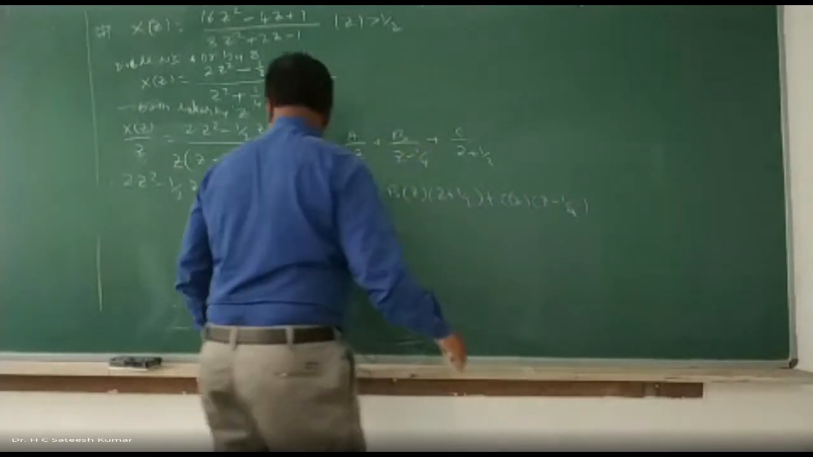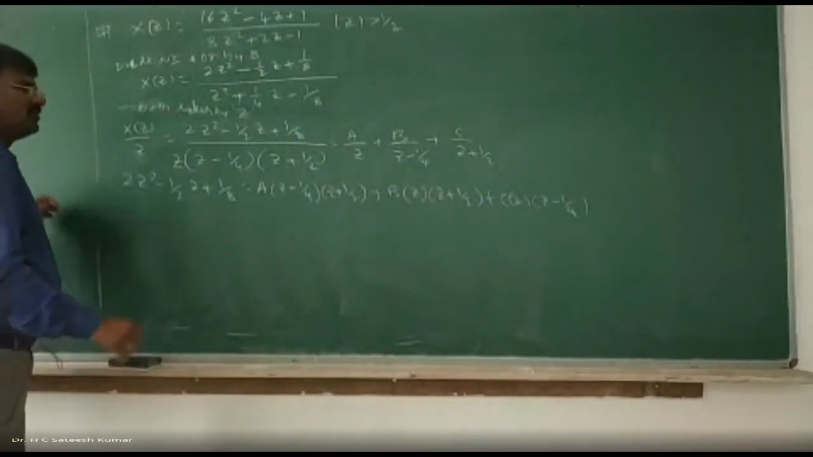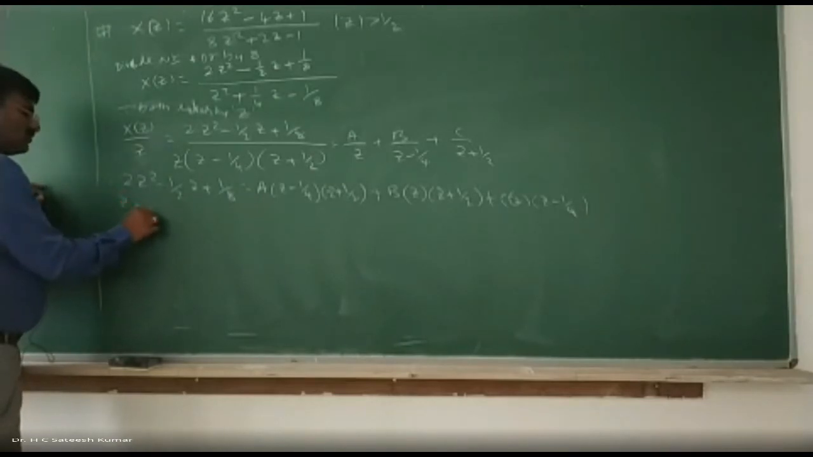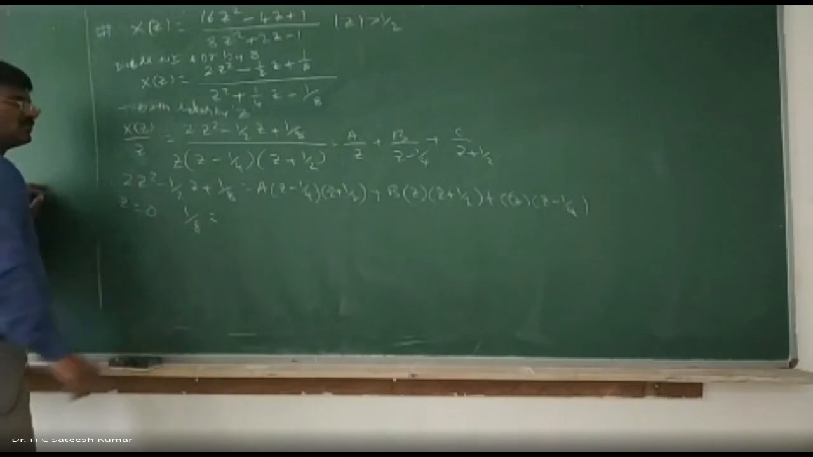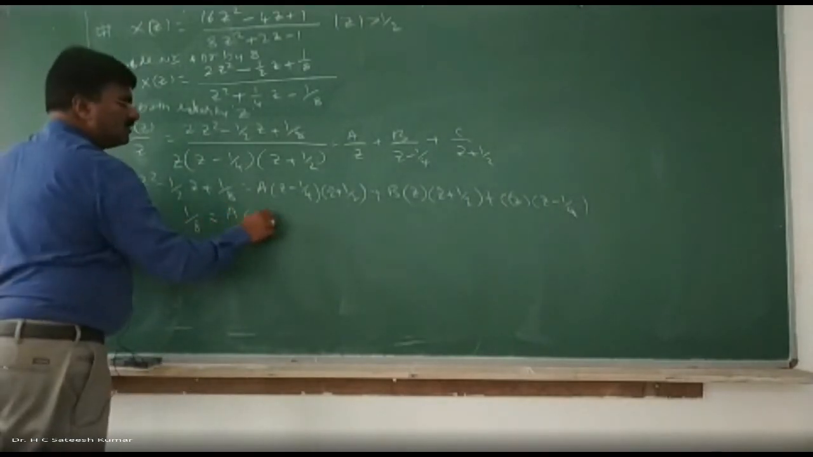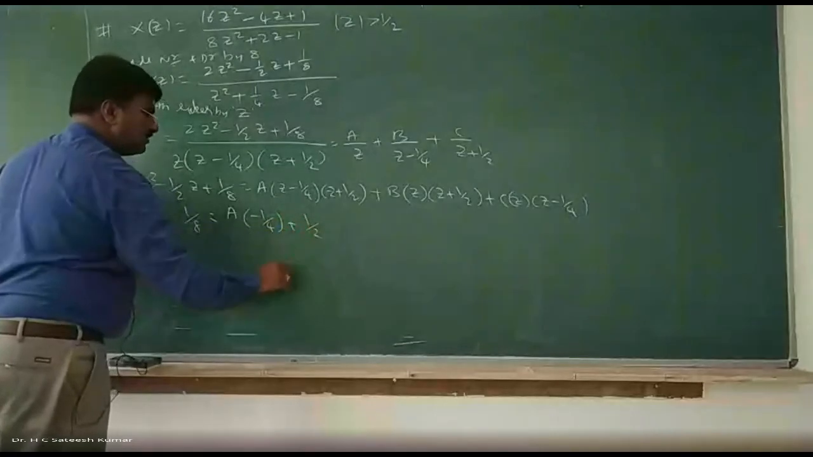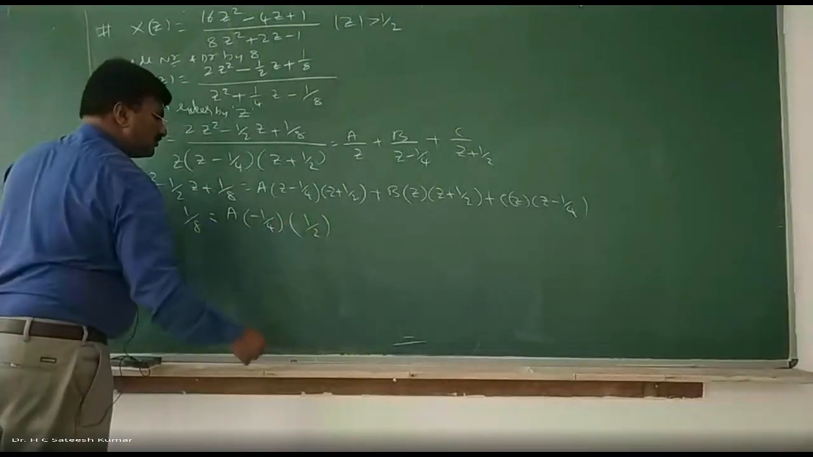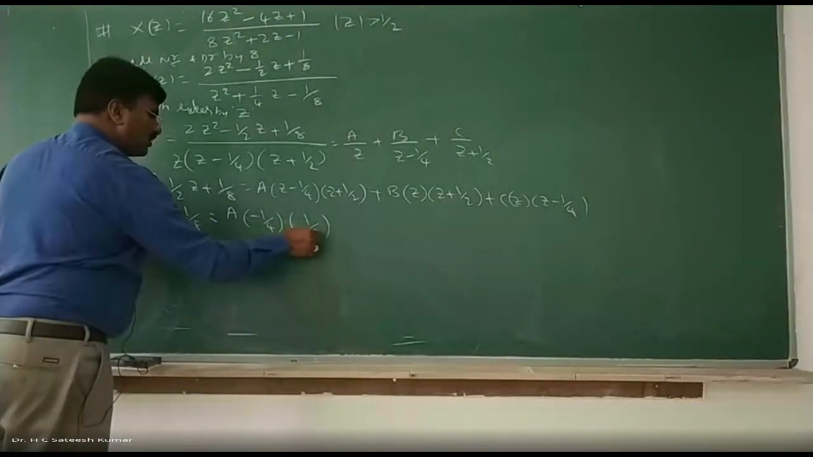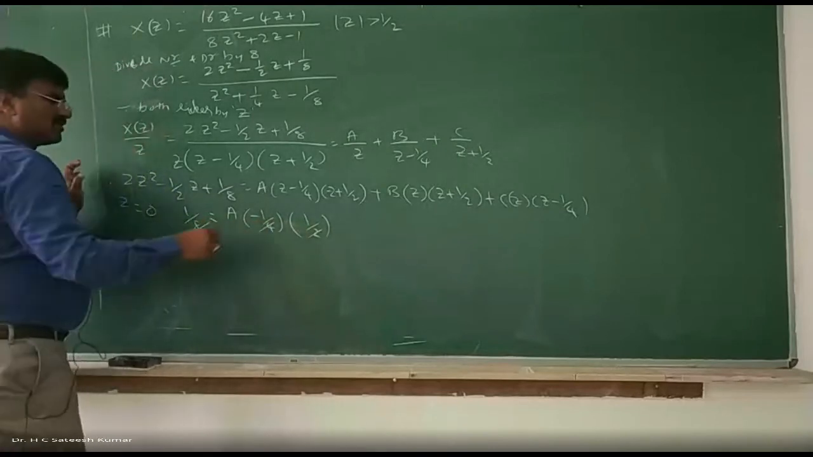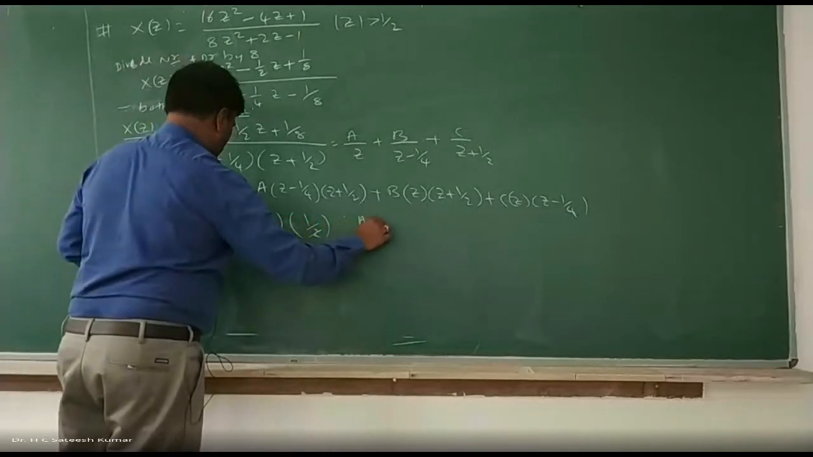Okay, right. So give the value for z. Put z is equal to 0. This is 0, this is 0. 1 by 8 is equal to a into minus 1 by 4 into 1 by 2. So 4 into 2 is 8. This 8 gets cancelled. Therefore, a is equal to minus 1.